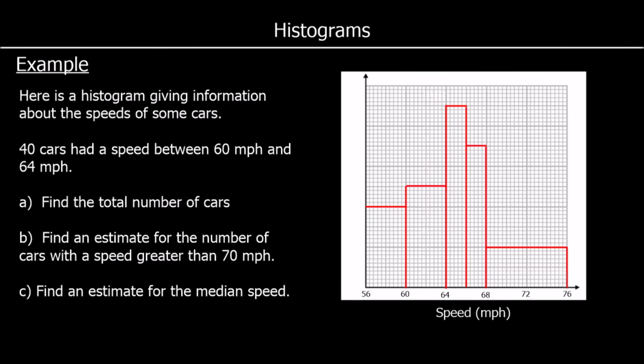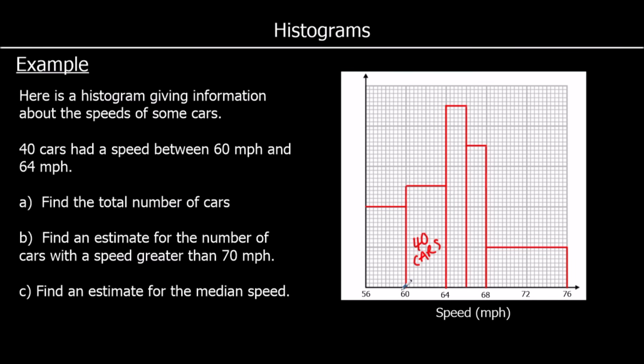This time we've got a histogram drawn for us. So here's a histogram given some information about the speeds of some cars. The histogram's already drawn. 40 cars had a speed between 60 miles per hour and 64. So this bar here represents 40 cars. So it's got an area of 40. Its width from 60 to 64 is 4. Its width is 4. Its area is 40.